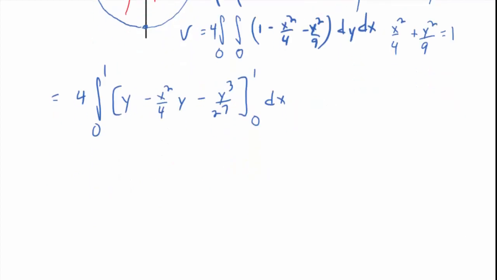And then we're plugging in for what? We just integrated with respect to y, so we're going to plug in that 1 for y, and then when you plug in 0, everything zeroes out, doesn't it? So you just end up with 4 times the integral from 0 to 1. What is that going to be? 1 minus what? Just x squared over 4 minus 1 over 27. And then dx.